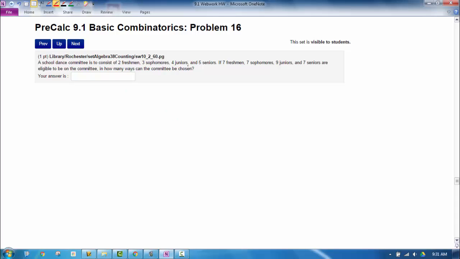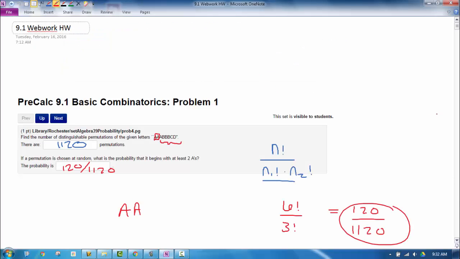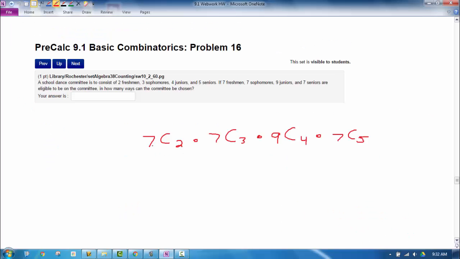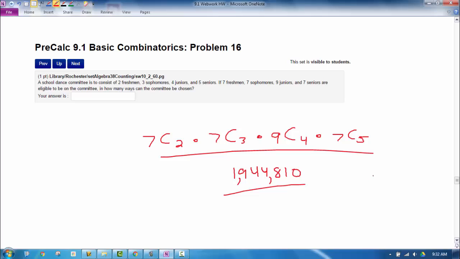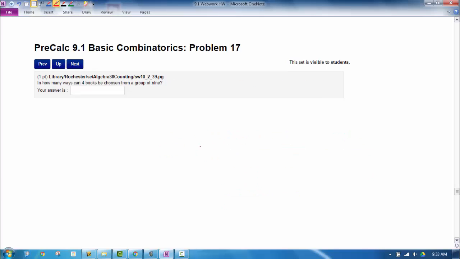Okay, the next problem says a school dance committee. We're going to have 2 freshmen, 3 sophomores, 4 juniors, and 5 seniors. And we're choosing from 7 freshmen, 7 sophomores, 9 juniors, and 7 seniors who are available to choose from. So that ends up being this right here, where we're choosing 2 freshmen from 7, 3 sophomores from 7, 4 juniors from 9, and 5 seniors from 7. And if you multiply that out, you get your answer, which is about 1.9 million.